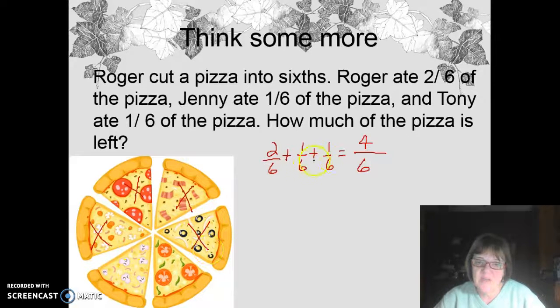2 pieces. But wait a minute. What I just did gave me 4/6. Well, if you look here, they ate 4 pieces. That's how much they ate. And you can see in the illustration that they have 2 left.